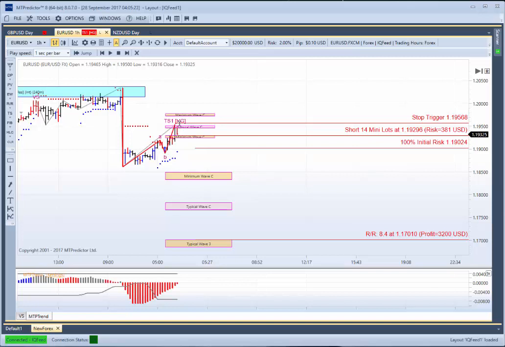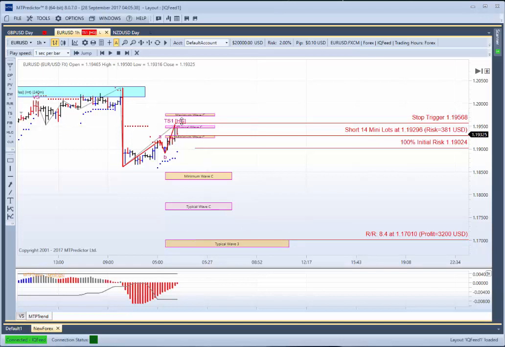Then after a wave 2, we assume that we're then going to have a wave 3 swing. In other words, in this case, a wave 3 decline. That's why our target instantly comes down to our typical wave 3 WPT. This is the area where most wave 3s are likely to end.